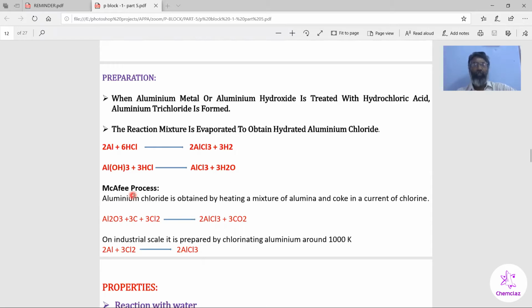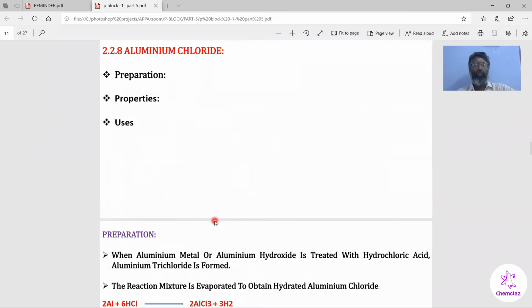Next, the McAfee process. In the McAfee process, aluminum oxide is reduced by carbon in the presence of chlorine, which gives aluminum chloride and carbon dioxide. The same type of reaction we have seen here.